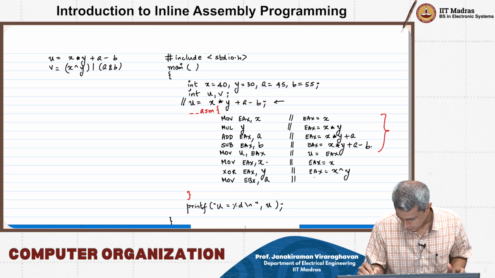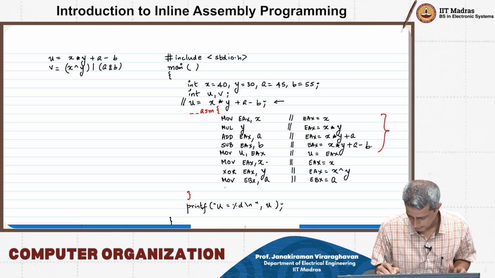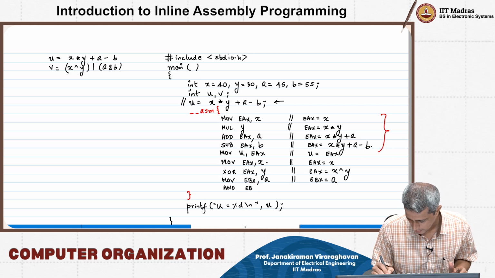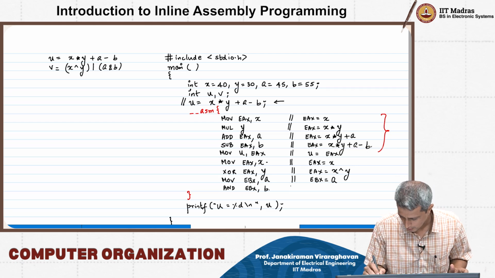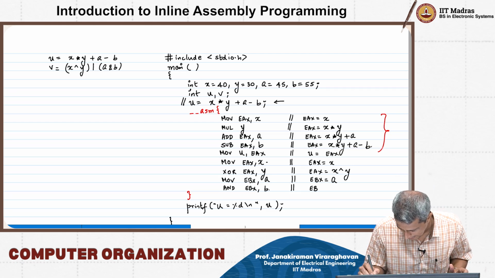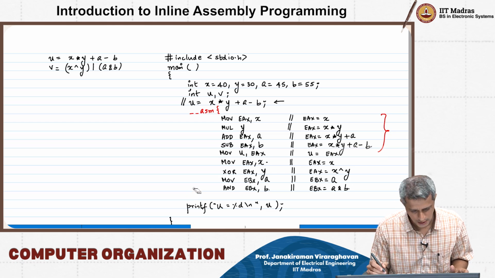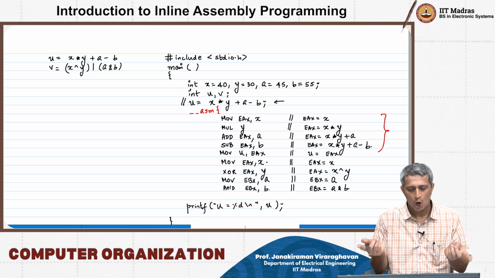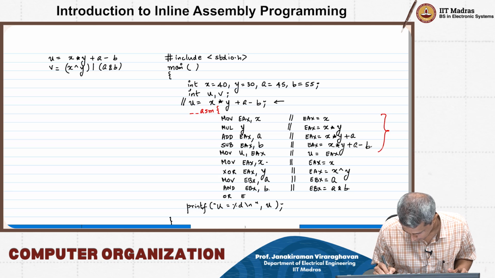So EBX equals A, and then I am going to do AND EBX comma B. So now EBX will be A AND B, right? And what do I do finally? I have to now OR what is in EAX and EBX. So I will do OR EAX comma EBX.